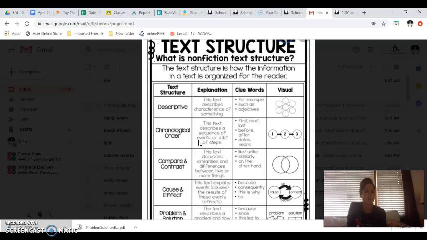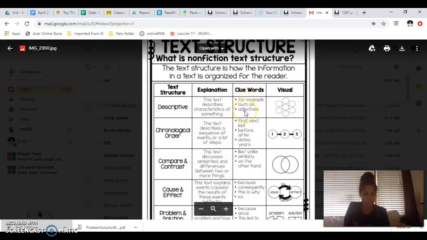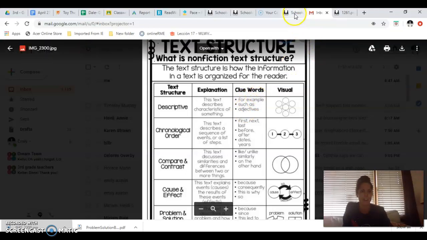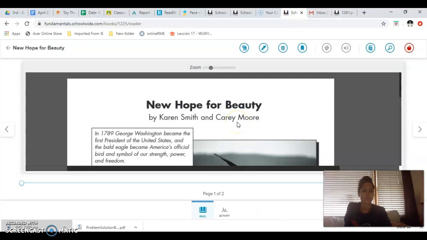So it's just how the information is organized for the reader. It could be more than one text structure, but think of which one it is mostly focusing on, that the writer was really trying to focus on. So obviously you don't know yet because I haven't read the passage yet, but be thinking of that as I'm reading.